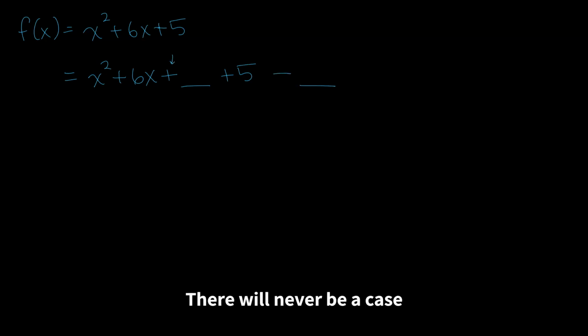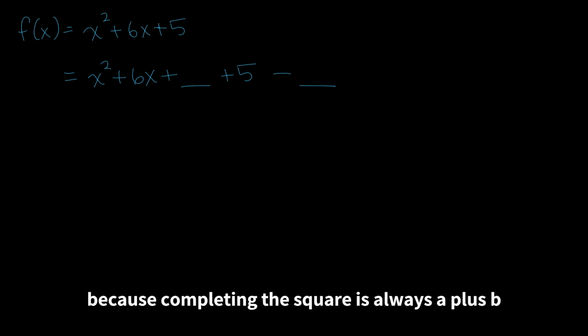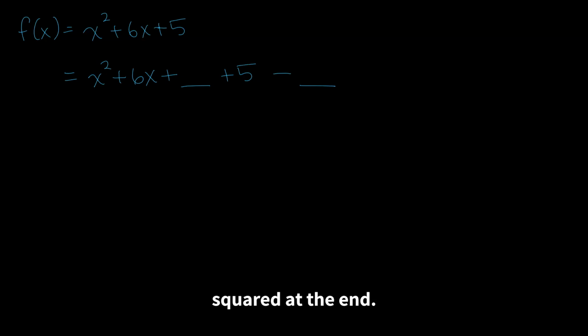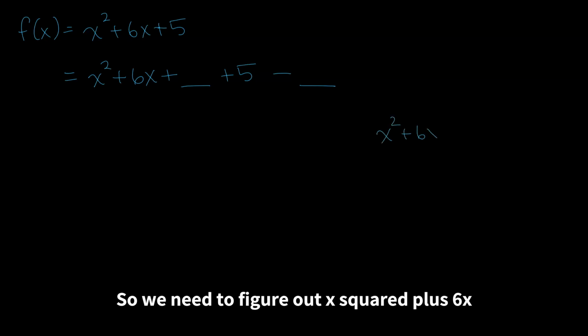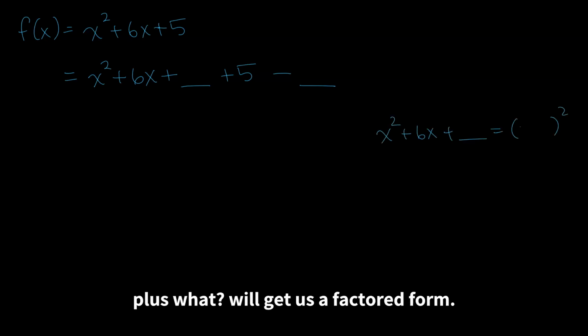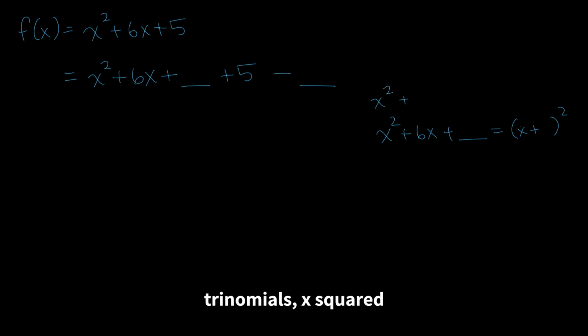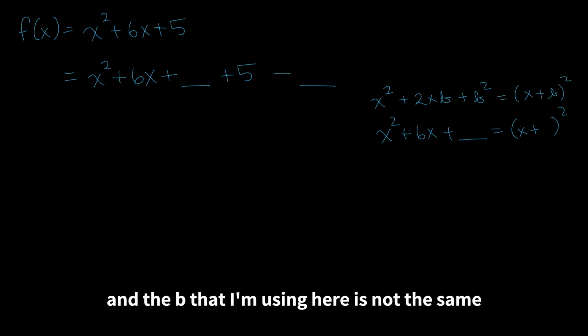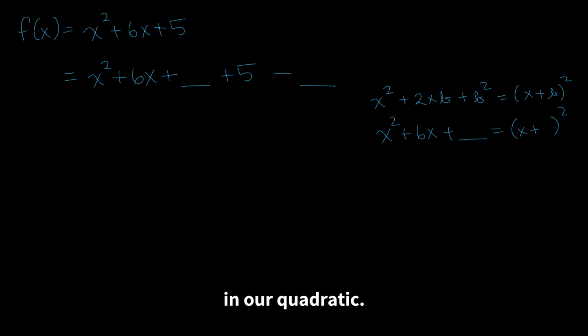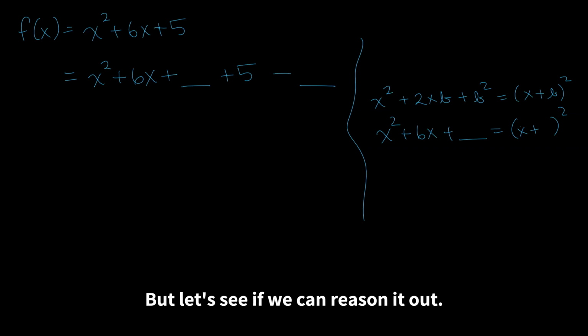There will never be a case where this inside is negative, because completing the square always gives a plus b squared at the end. So we need to figure out x squared plus 6x plus what will get us a factored form. If we go back to our perfect square trinomials, x squared plus 2xb plus b squared would factor into x plus b squared. And the b that I'm using here is not the same as the b that's in our quadratic. It's a different b, but let's see if we can reason it out.